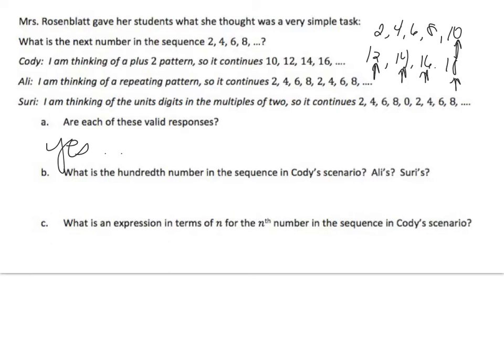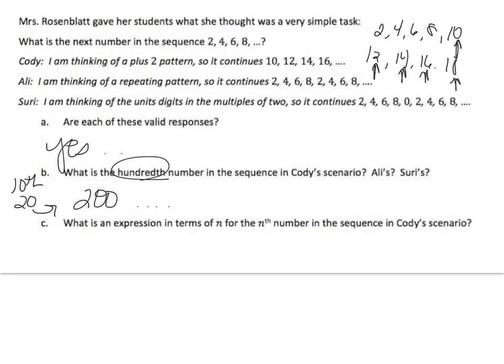So this takes a little bit more work. If we look at Cody, we've got 2, 4, 6, 8, 10, 12, 14, 16. That's the 8th term. 18, 20 is the 10th term. So for Cody, the 10th term is 20. If we're looking at the 100th term, that would be 200 for Cody.